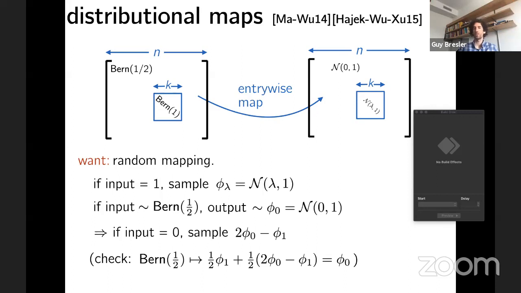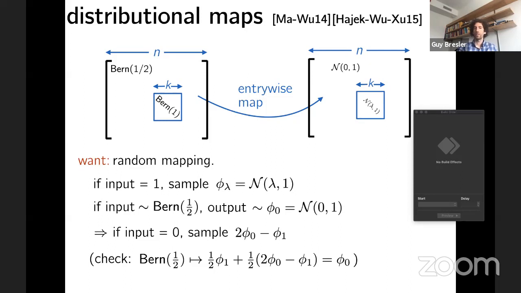Sorry, this should be 2 phi 0 minus phi lambda, where phi 0 and phi lambda are the densities of the appropriate Gaussian. And you can check that indeed Bernoulli half will then map to the half-half mixture of phi 1 in case you got a 1, and this 2 phi 0 minus phi lambda, and the phi 1s will cancel, and you'll be left with the appropriate thing, which is phi 0. So this is the idea.